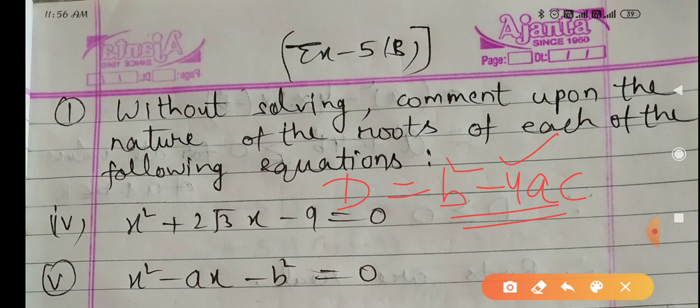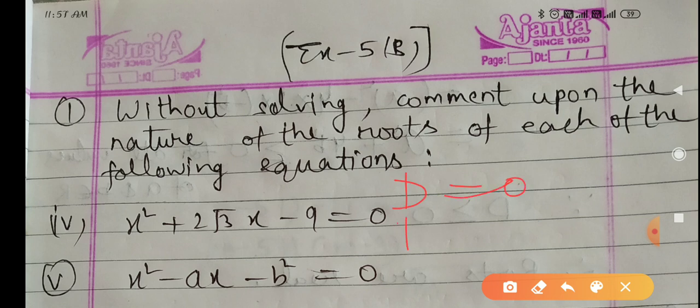Coefficient of x, if it is negative, then with a negative sign. If it is positive, then with a positive sign. In the same way, the constant term, if it is positive, then you will take it positively. If it is negative, then you will take it negatively. So in b square minus 4ac, here you will put the values of a, b, c, and you will see which type of D you are getting. Which type of D means three values of D you may get.